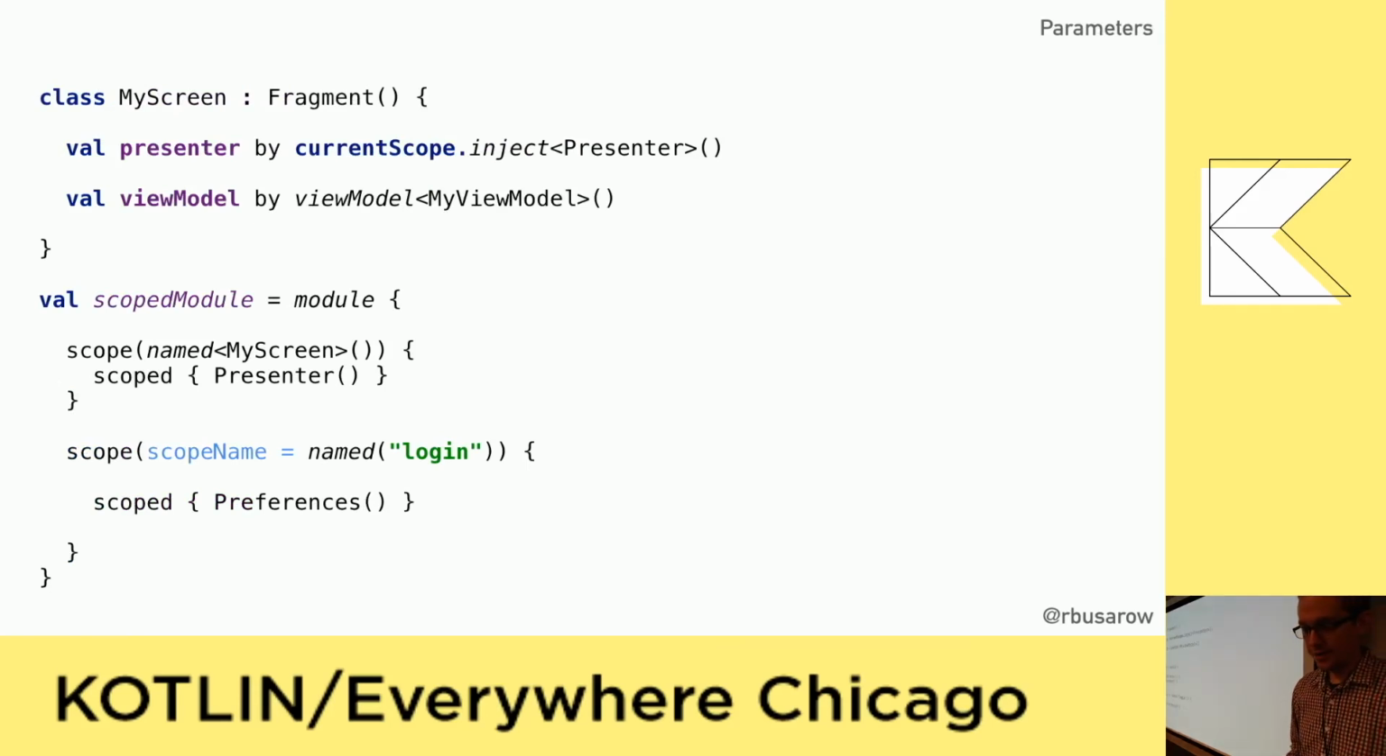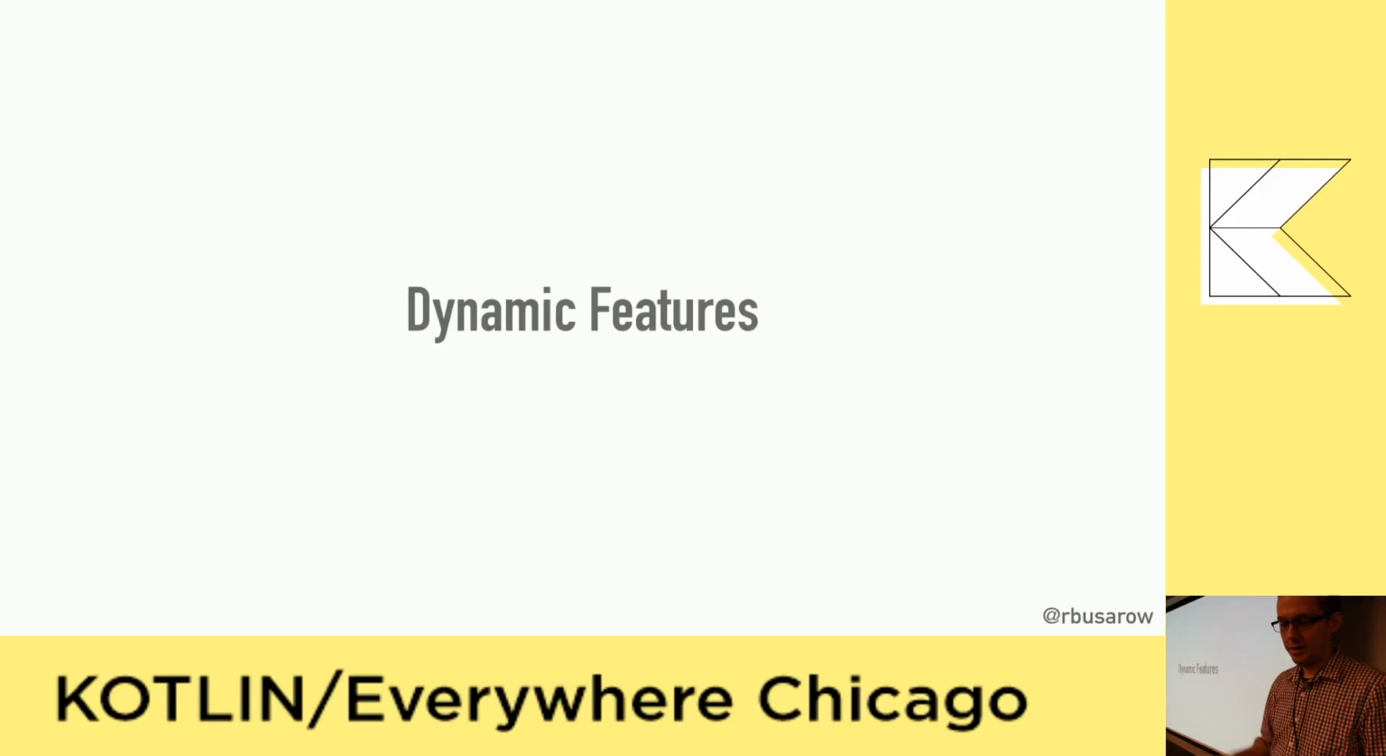And of course, Android gets it better. So with Android, we already have all the scope handling done by architecture components. So we have an extension function which gives us this current scope, and instead of defining a name in our module, we just tell it the type of class that's going to be creating the scope, and then all the scope handling is automatic for us.